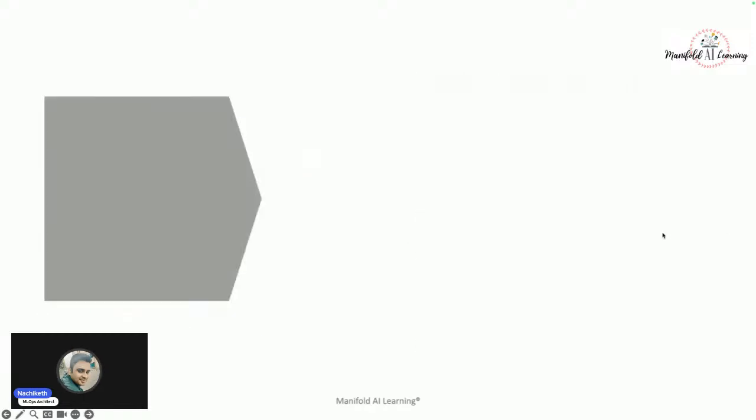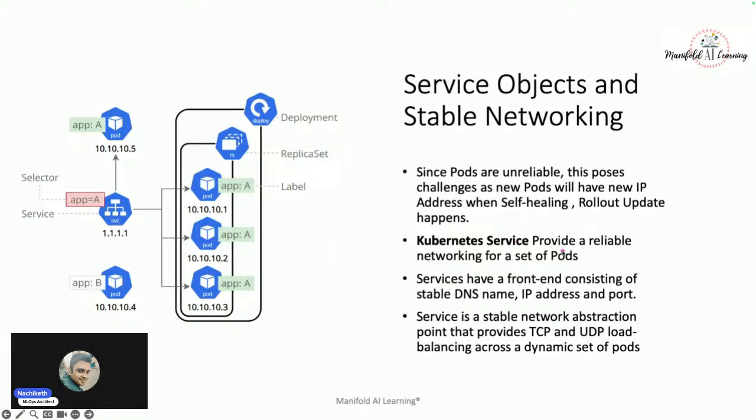So what does this Kubernetes service do? It provides reliable networking for the set of pods. What it means when we say reliable networking is that even when my pod goes down and a new pod is brought up, I would still be able to reach my application.